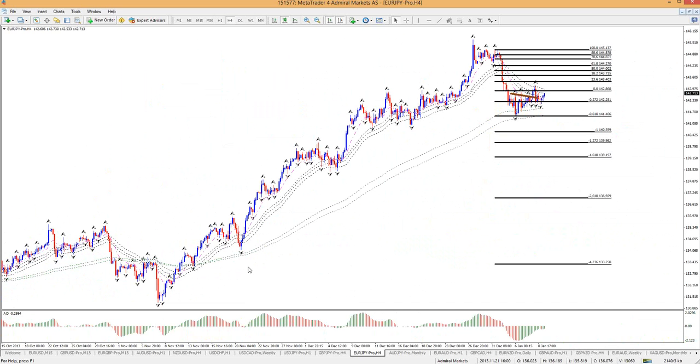Here you can see an example of the euro-yen. Here, this dip, a break of the first 4-hour fractal. Here too.